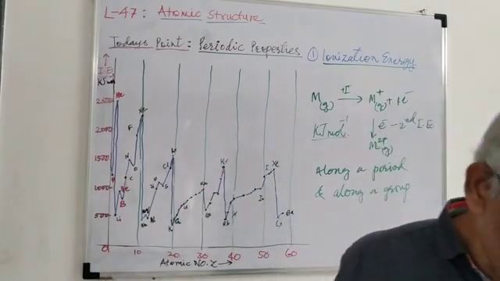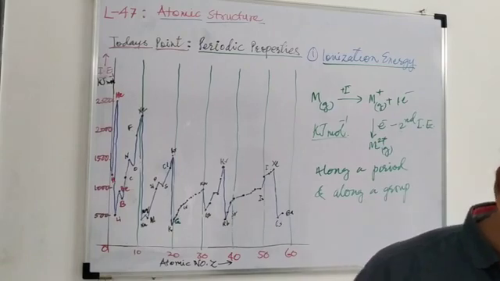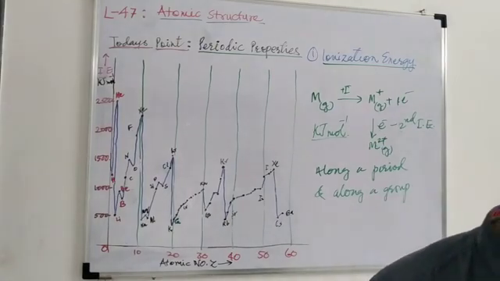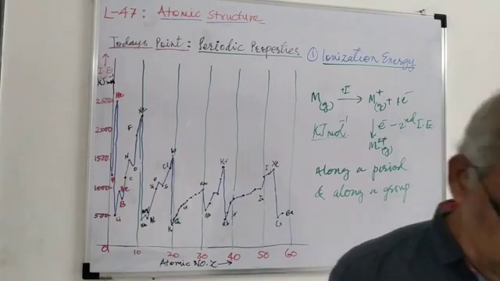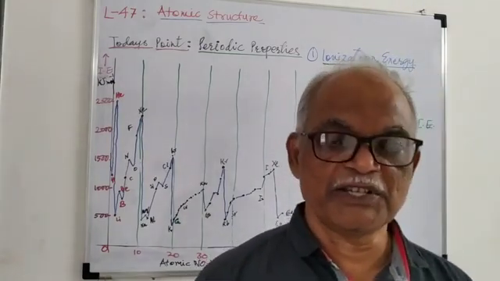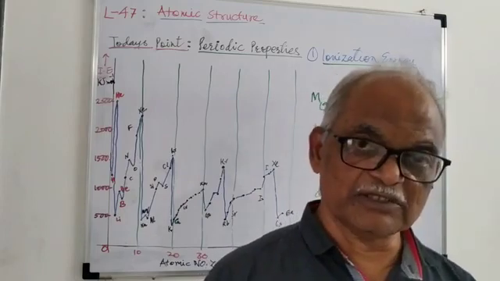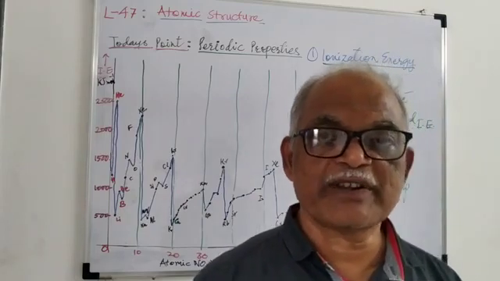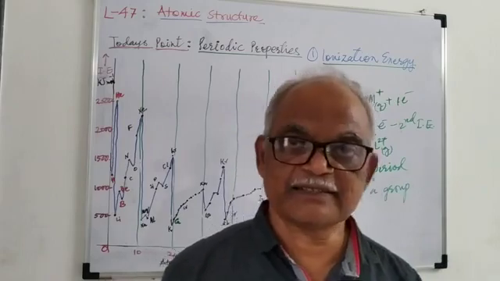So here you will find that this is the most interesting trend in ionization energies. So with this we will stop our discussion here, and we will continue the discussion with the next property, that is electron affinity, in the next lecture.